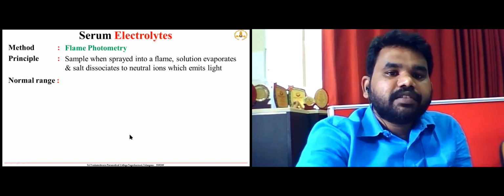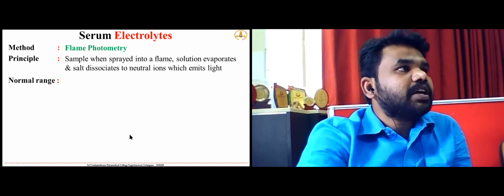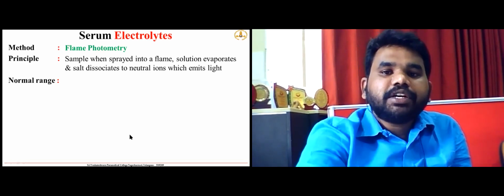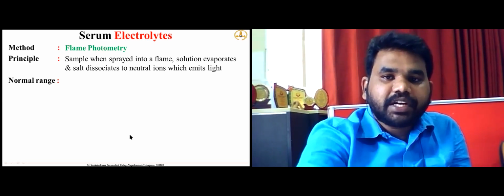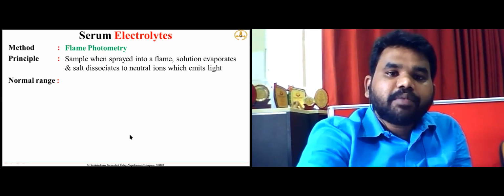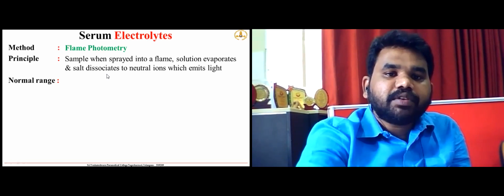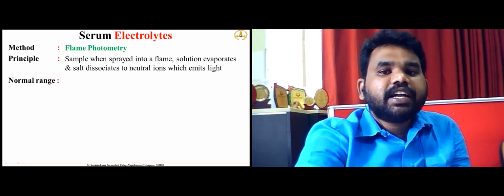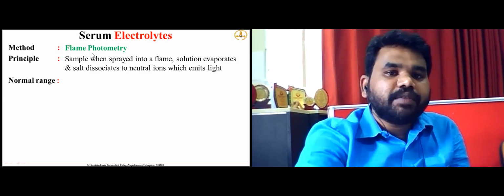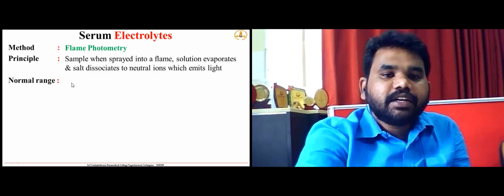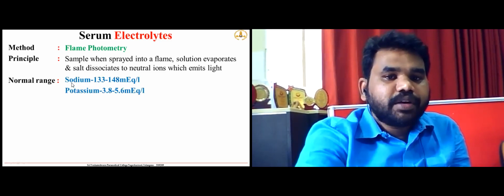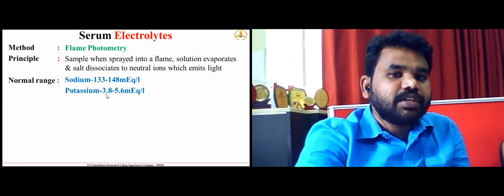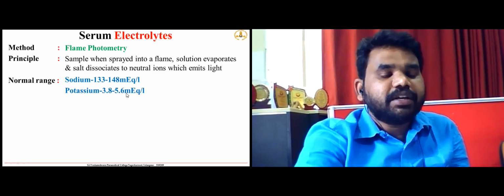In the principle, we are not keeping the sample inside any type of cuvette. We will directly spray the sample into the flame with the help of a fine sprayer, and at that time the sample will get evaporated, and the salts present inside the sample will dissociate and form neutral ions, and they will emit some light. That light will be detected by the detectors present in the flame photometer and calculated. The normal range of sodium is 133 to 148 milliequivalents per liter, and potassium is 3.8 to 5.6 milliequivalents.